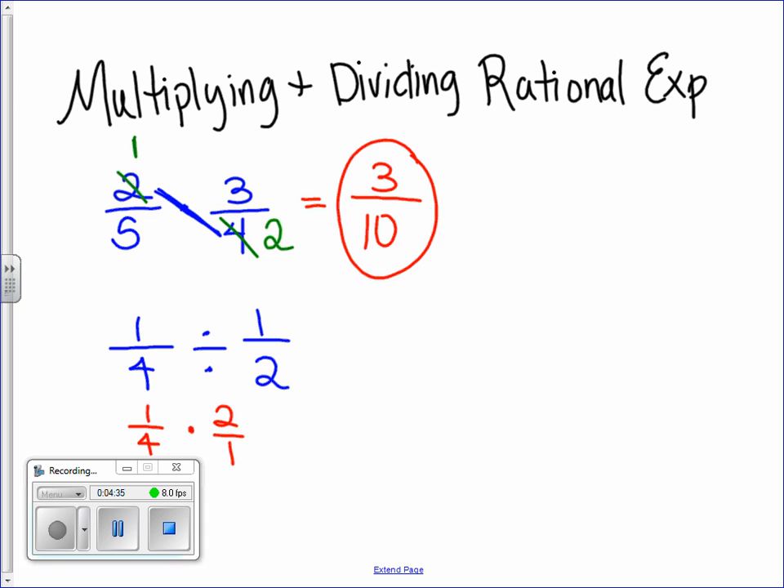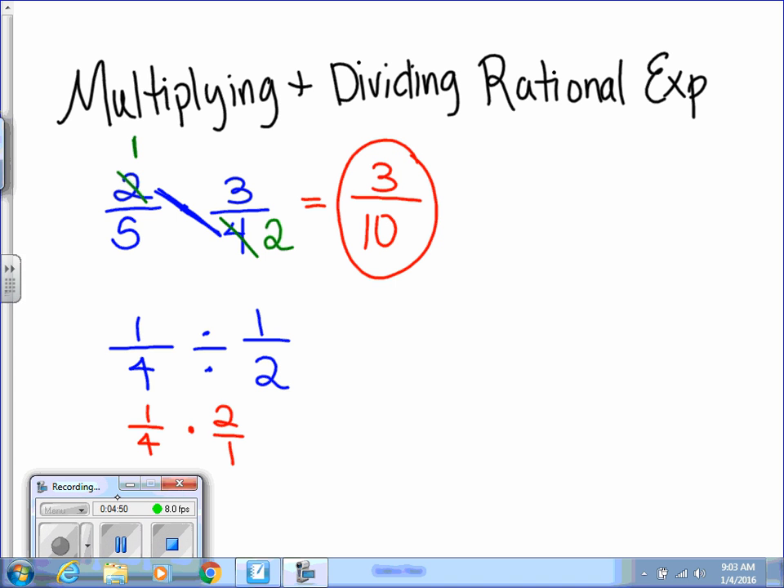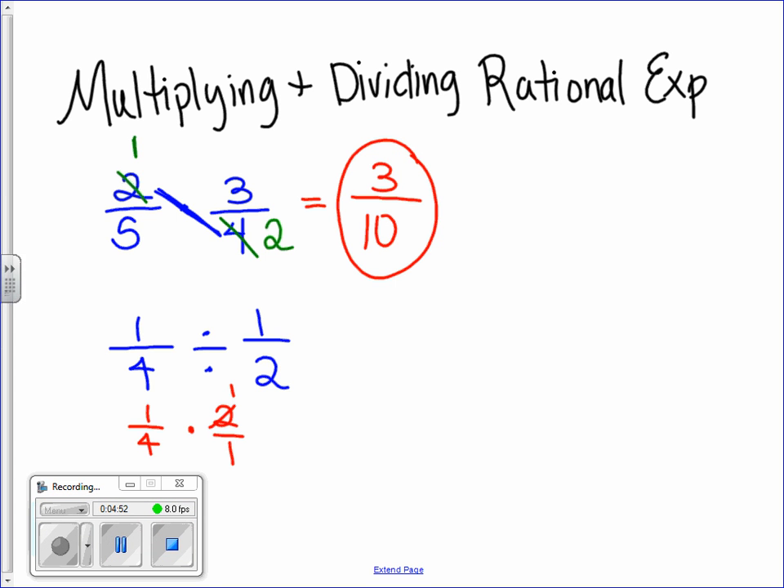You flip and multiply. Flip the second one. Don't touch the first one. The second one, flip it and multiply. I picked these numbers because look, and you get 1 times 1, 2 times 1. So that's 1/2.